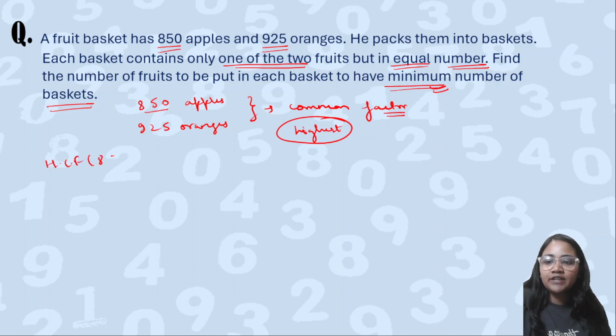HCF of 850 and 925. Let's see. 850: 2 times 425. Okay, is it divisible by 3? 4 plus 2 plus 5 is 11, so no.